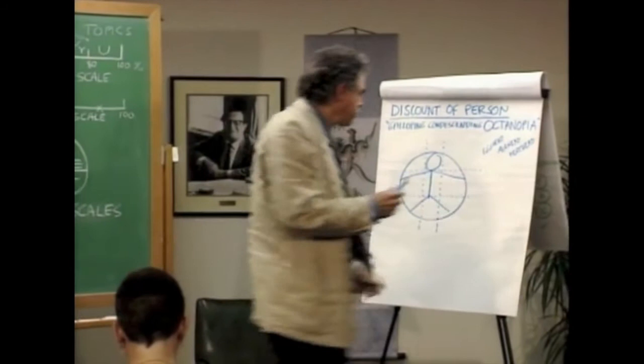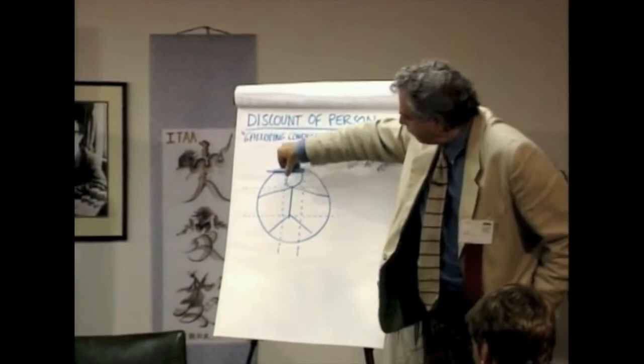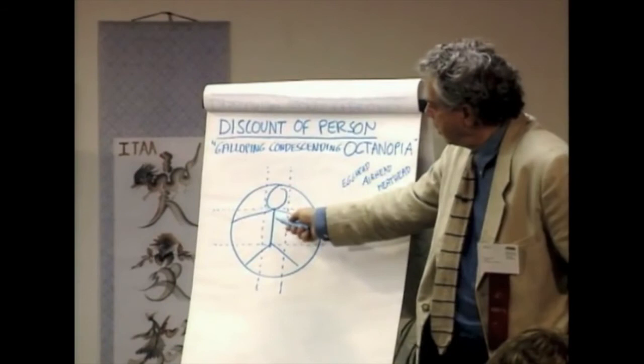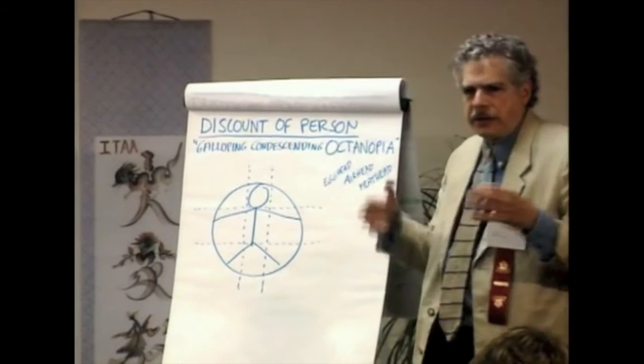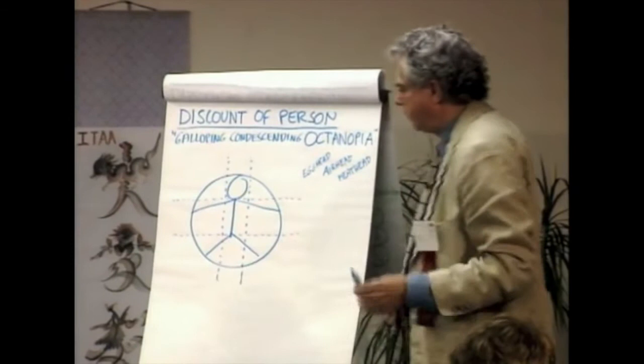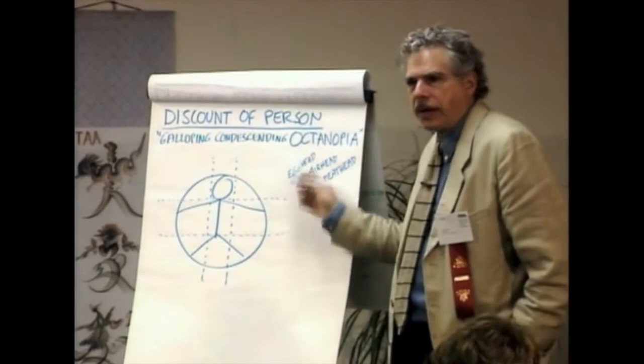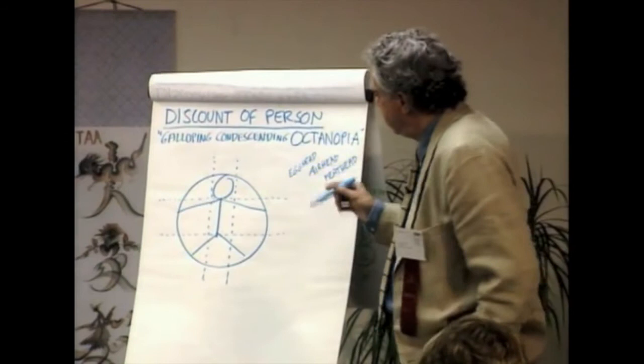Above the dotted lines, you discount their thinking. Below, in the middle, you discount their heart, them as a human being. And below the dotted lines, you discount their sexuality. Going vertically, to the left and the right, you discount their arms and legs, their ability to work, is what that means. And in the middle is them as a human being, as a person. So let's go through a few of them. You put checks and X's by these in any combination, and there are eight combinations. That's why I called it octanopia, eight ways of being blind to people.